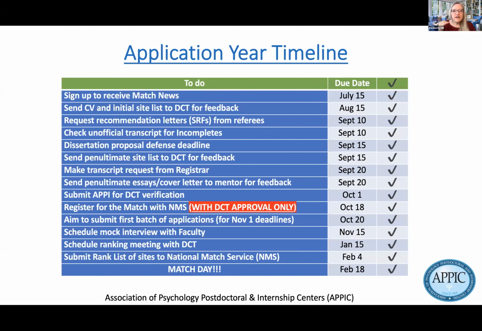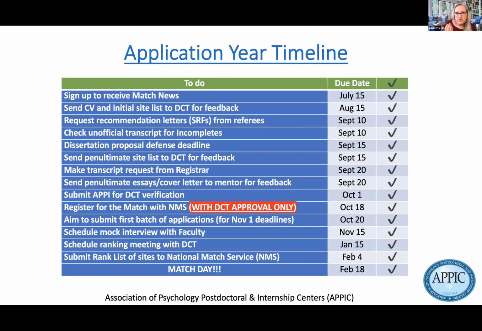This is just a very bare bones timeline, and these dates were from last year. But these are just some of the major tasks once we're actually in the summer and fall of application year. Number 1, please have your students sign up to receive match news. This is the only way that Greg and I, as match coordinator and APPIC coordinator, have to communicate with applicants. I suggest you all do that as well.